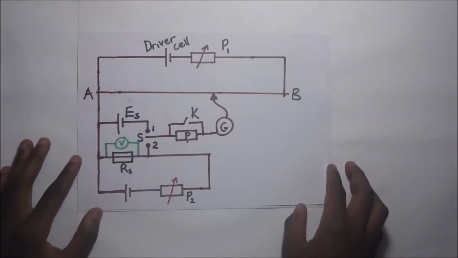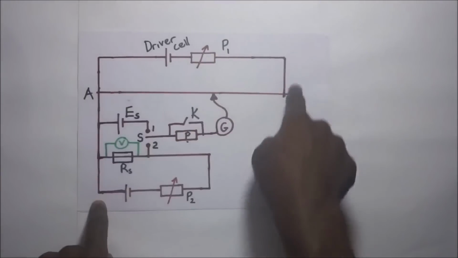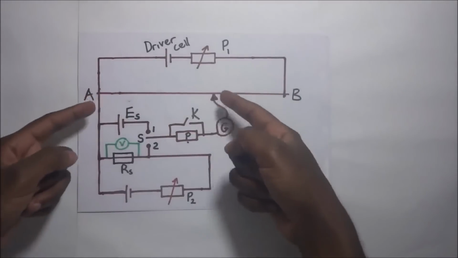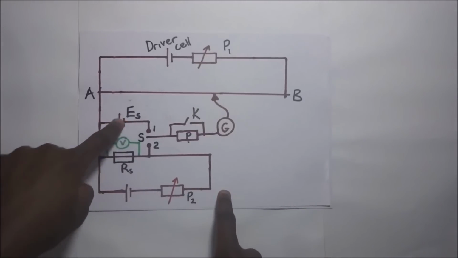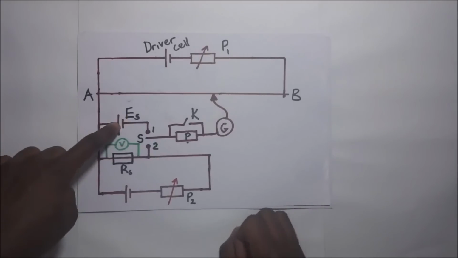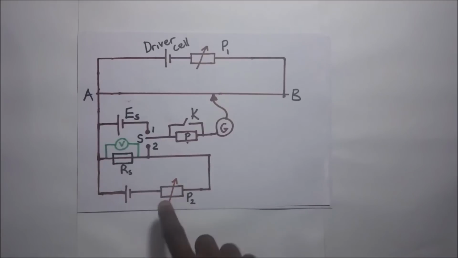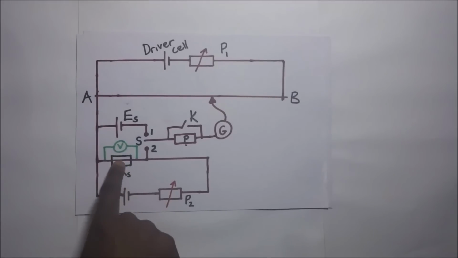Our potentiometer circuit will be connected as usual with a variable resistor in the primary circuit. The primary circuit has a driver cell, a slide wire AB, which is connected to a secondary circuit having a standard cell. And of course, by standard cell, I mean that the EMF of this cell is known. We have this other portion of the circuit having a variable resistor P2 connected to a standard resistor. By standard resistor, I mean that the resistance of this resistor is known, and we have a voltmeter connected across.